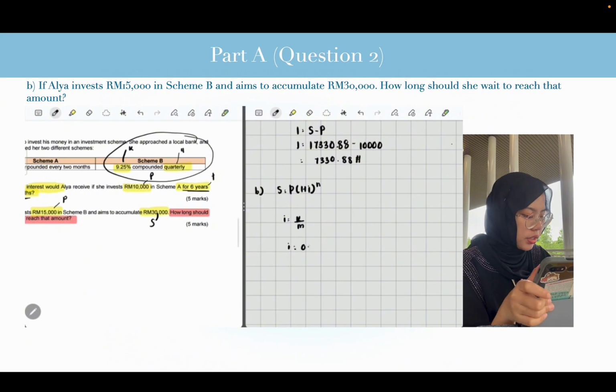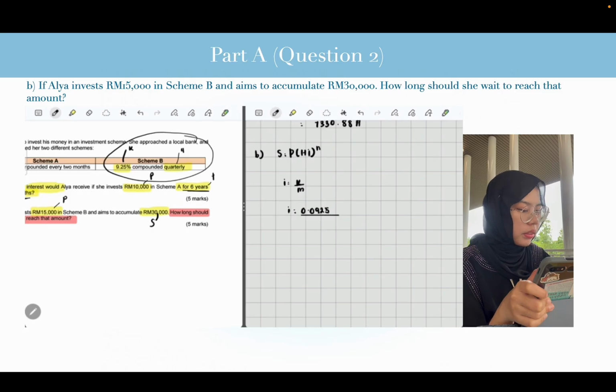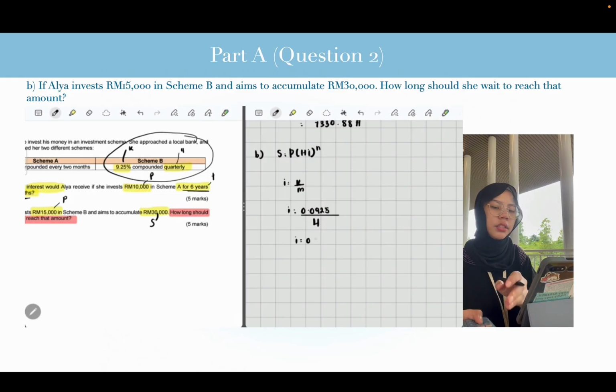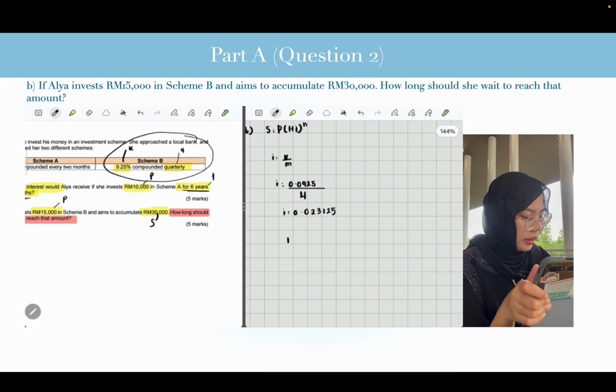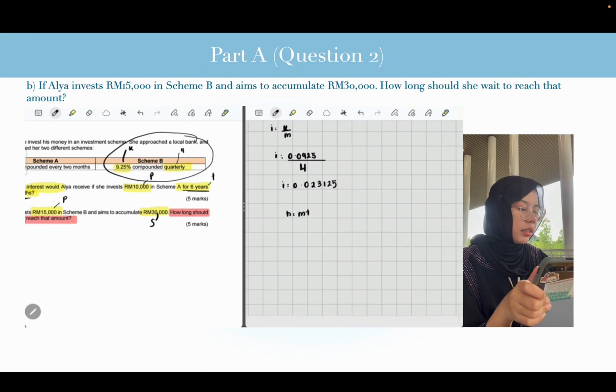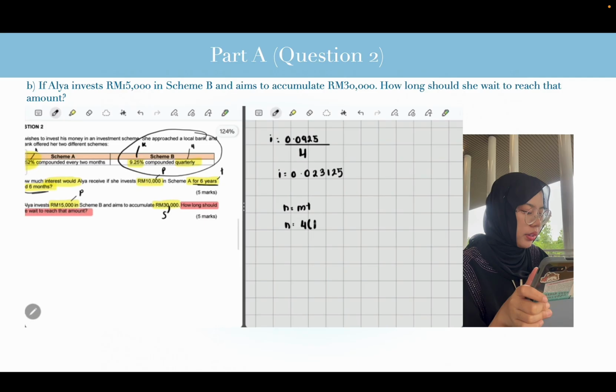So our K here is 0.0925 over M. Since it's compounded quarterly, it's compounded 4 times. So our I is 0.023125, and then our N is equal to MT. So our M is 4 and our T here is unknown. That's why we only leave it as T. So N equals 4T.